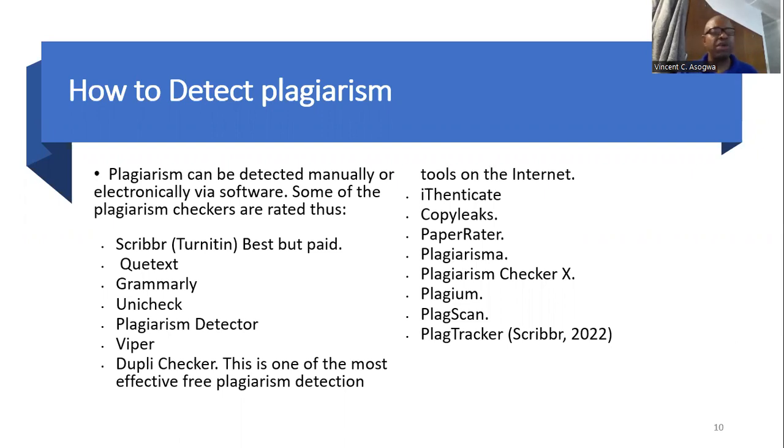Some of the plagiarism checkers that can detect plagiarism are Scribbr, otherwise known as Turnitin. This is the best plagiarism checker, but paid for. Then followed by Quetext, Grammarly, Unicheck, Plagiarism Detector, Viper, Dupli Checker. This Dupli Checker is one of the most effective free plagiarism detection tools on the internet currently.